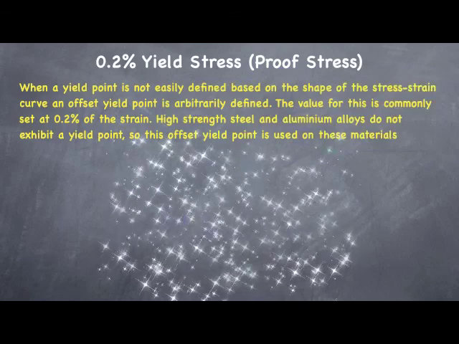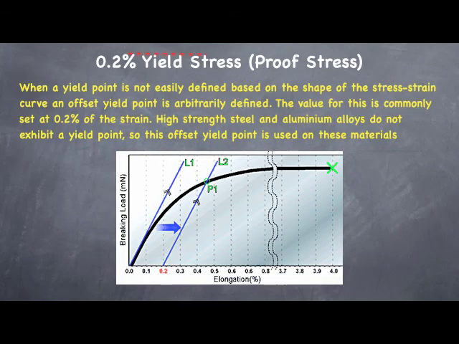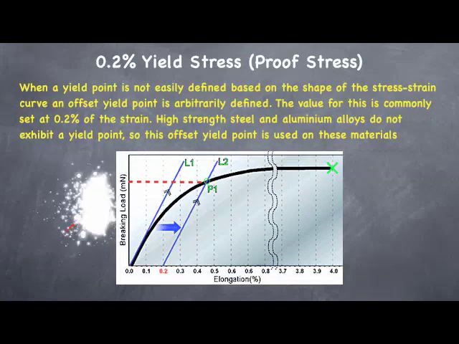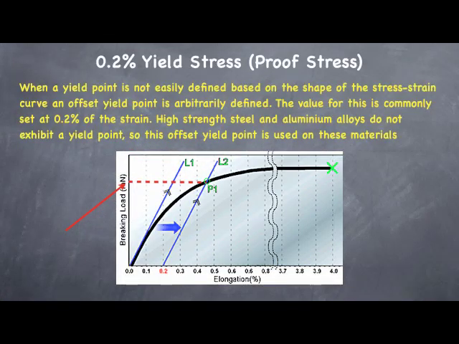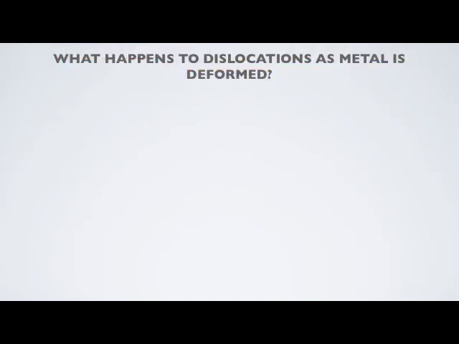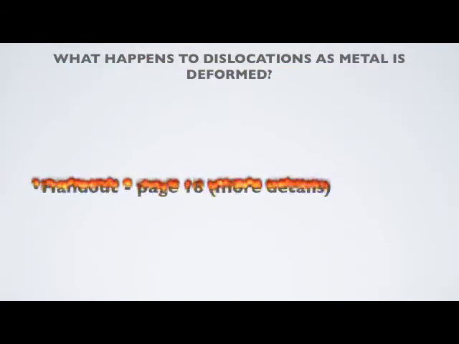Another thing that you need to be able to do is determine the yield stress or proof stress. This is where the yield point is not apparent, or the linear part is not fully apparent. So I'll explain this in more detail during the lecture. Further details can be found on page 18 of the handout.